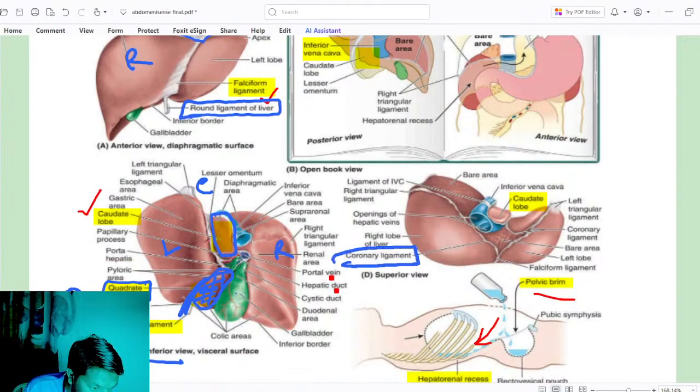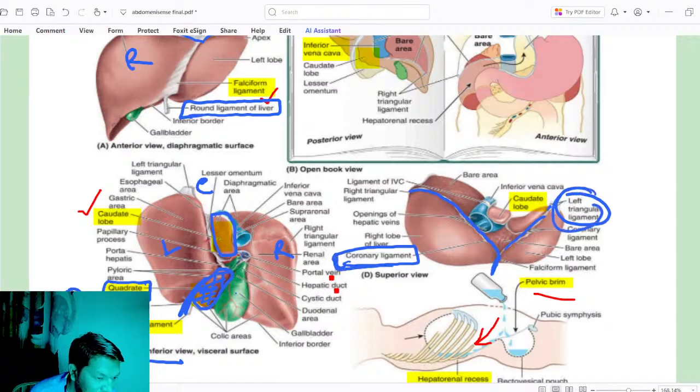This is the coronary ligament, and this is the falciform ligament anteriorly. This is the posterior aspect, and on this side goes the left triangular ligament. So anteriorly the falciform ligament, on the left side the left triangular ligament, on the right side mainly the coronary ligament, and inferiorly we have the round ligament of the liver, which is just to the left of the quadrate lobe.